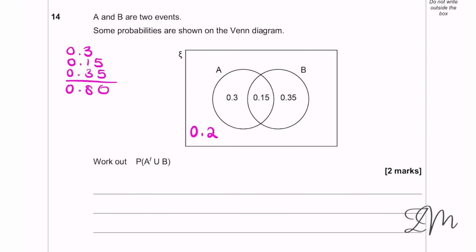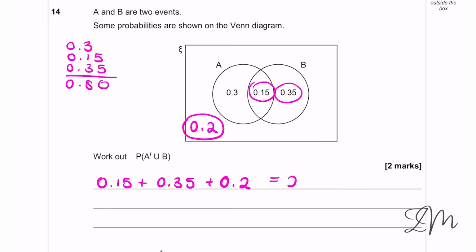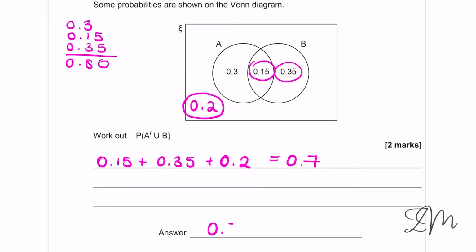Okay, so we want not A or B. So that means essentially we want all the bits that are in B, so we can circle those, but also the bits that are not in A as well, which is that. So that leaves us with 0.15 plus 0.35 plus 0.2, which gives us 0.7. So your answer is 0.7.